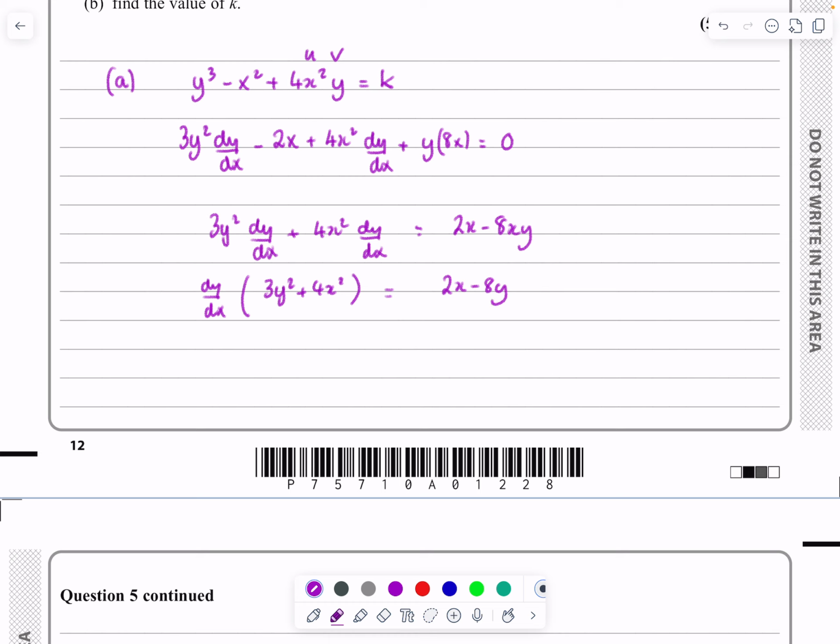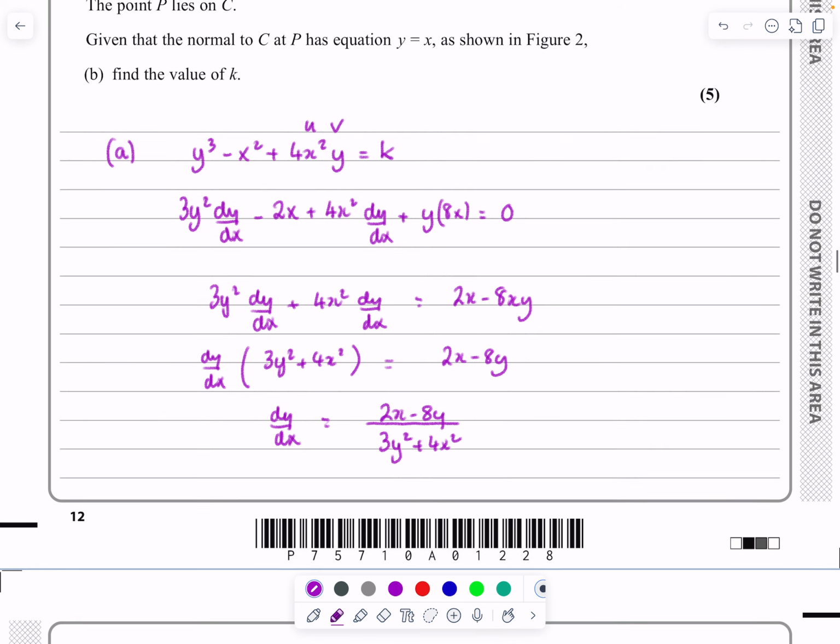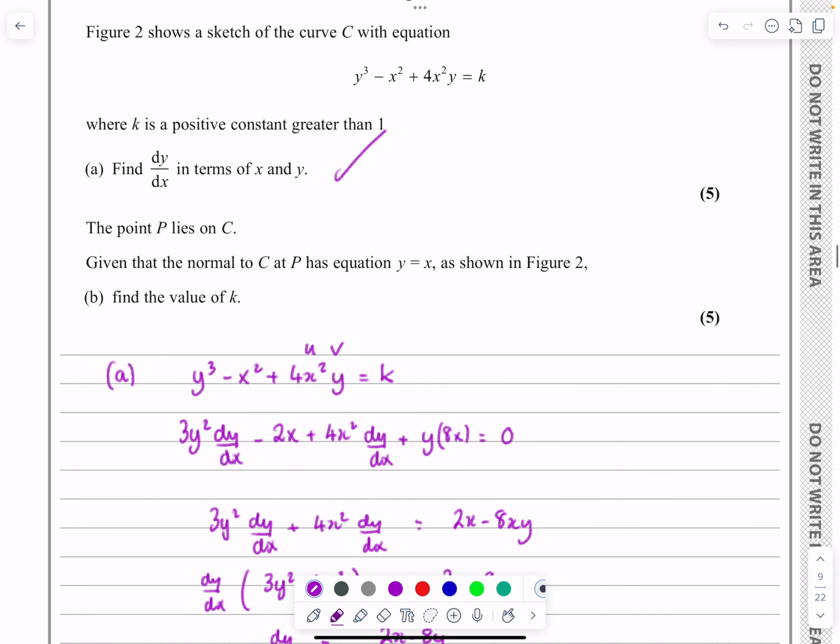Should be really familiar to you what I'm doing here. So dy by dx is just my 2x minus 8y, all divided by 3y squared plus 4x squared. So I've managed to get dy by dx in terms of x and y. Not unusual at all.